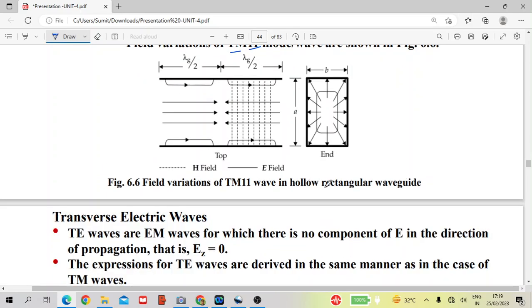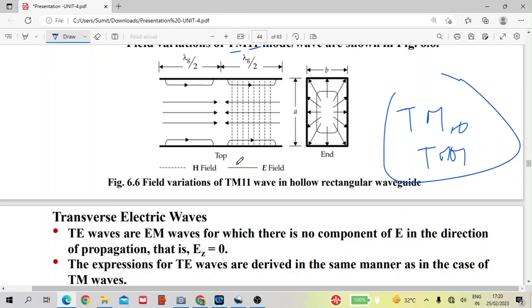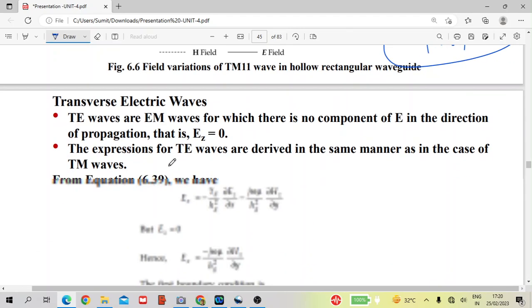Now for the hollow rectangular waveguide, remember, TM10 or TM01 will not exist. Why? Because if you put either M or N as 0, you see all the field equations will go to 0. So these won't exist, and the starting mode is TM11. Even for transverse electric waves it is the same.